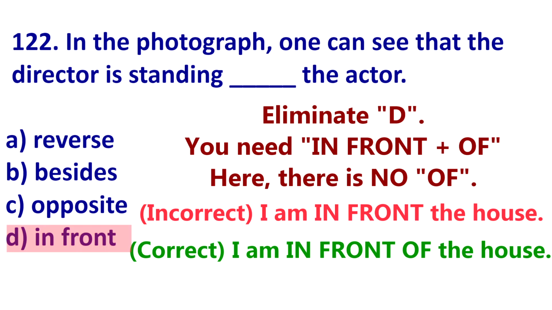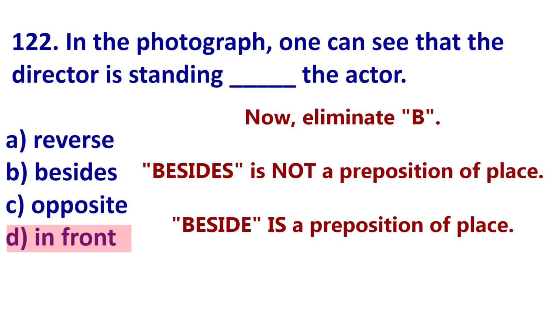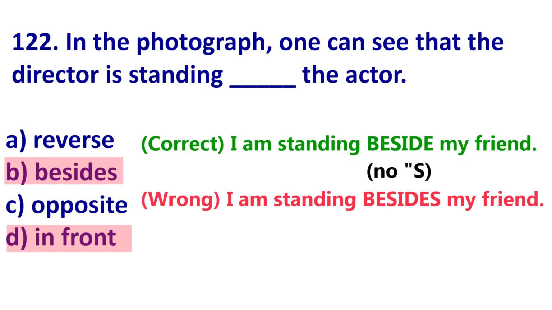This is correct. Now, if we see here, it says the director is standing in front, we would need in front of the actor. So first, eliminate D. Second, let's eliminate B. This is because besides is not a preposition of location. Beside is a preposition of location. For example, if I say I am standing beside my friend, so this is like I am standing next to my friend, there is no S. Or her house is beside the mall.